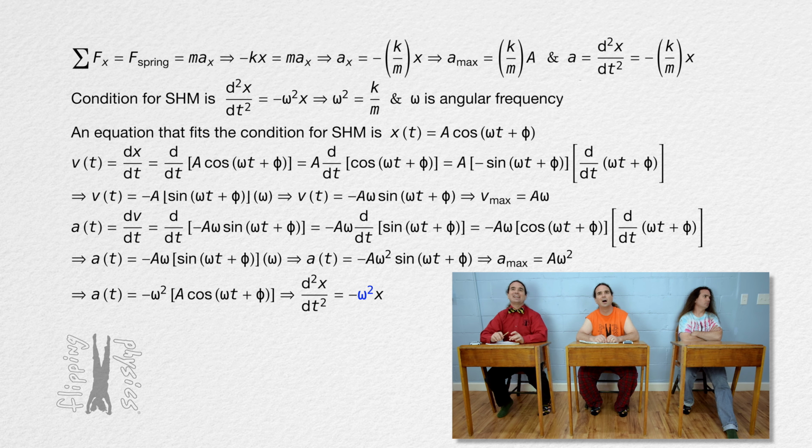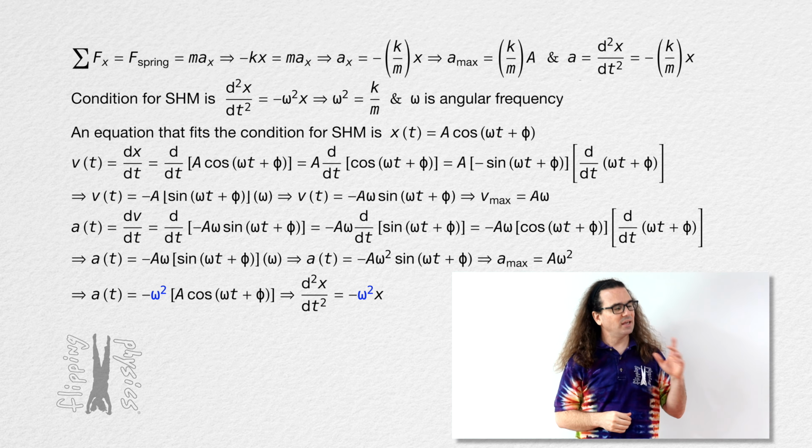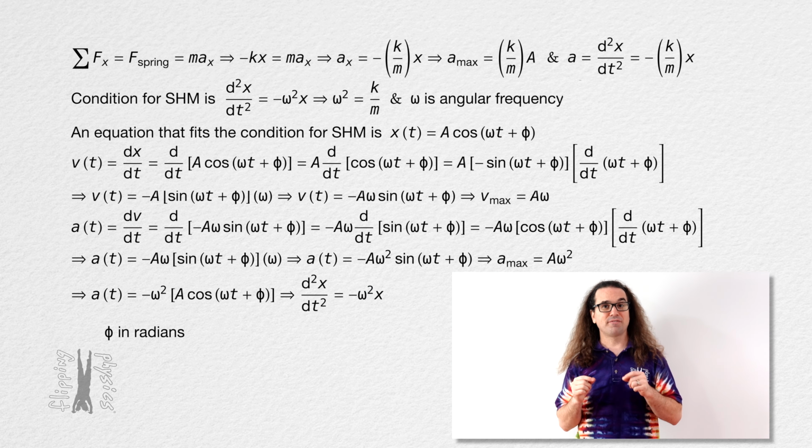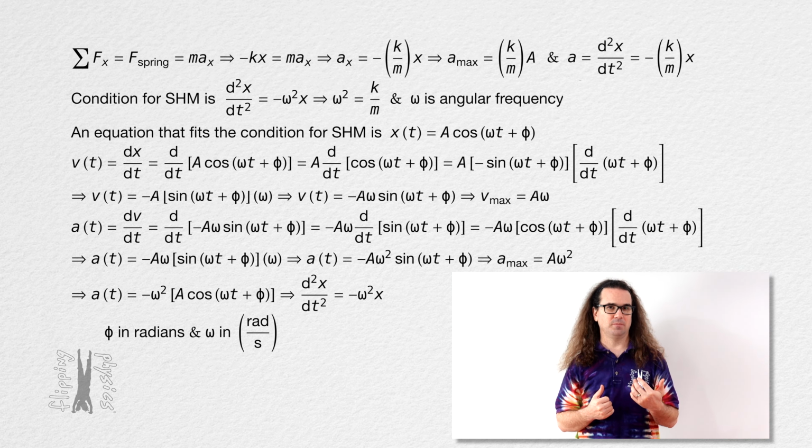Oh, right. I see it. It is because when we start with that equation for position and take the derivative of it with respect to time twice, we get acceleration equals the negative of the square of angular frequency times position. The square of angular frequency is right there in the derivation of the acceleration equation. Exactly, Billy. Thanks. You are welcome. Please remember to use radians for phi, the phase constant, and radians per second for angular frequency.